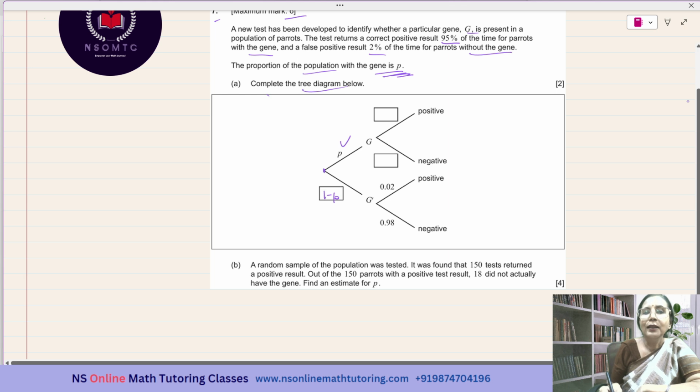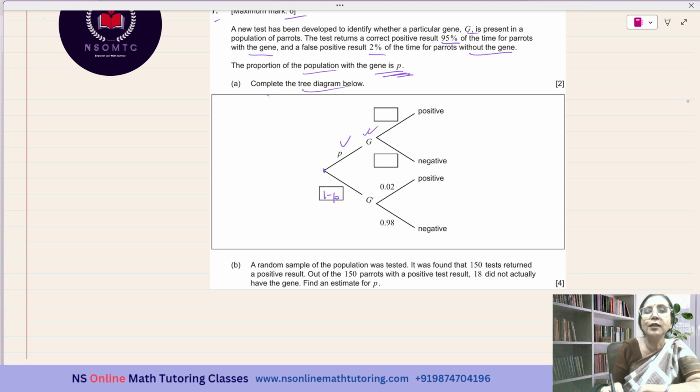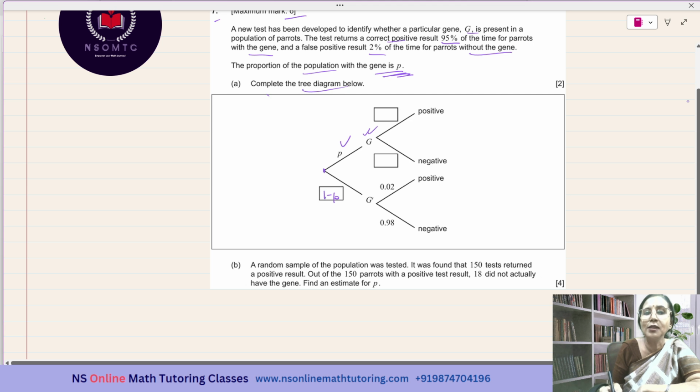Now, these are the parrots with the gene, and for 95% of the parrots with the gene, you are having the correct positive result. So this is the correct positive result. It is 95%, in decimals 0.95. So the other branch will be equal to 0.05, because the sum total has to be equal to 1. For this, they have given the numbers for both the branches, so we are done with subpart A's question.